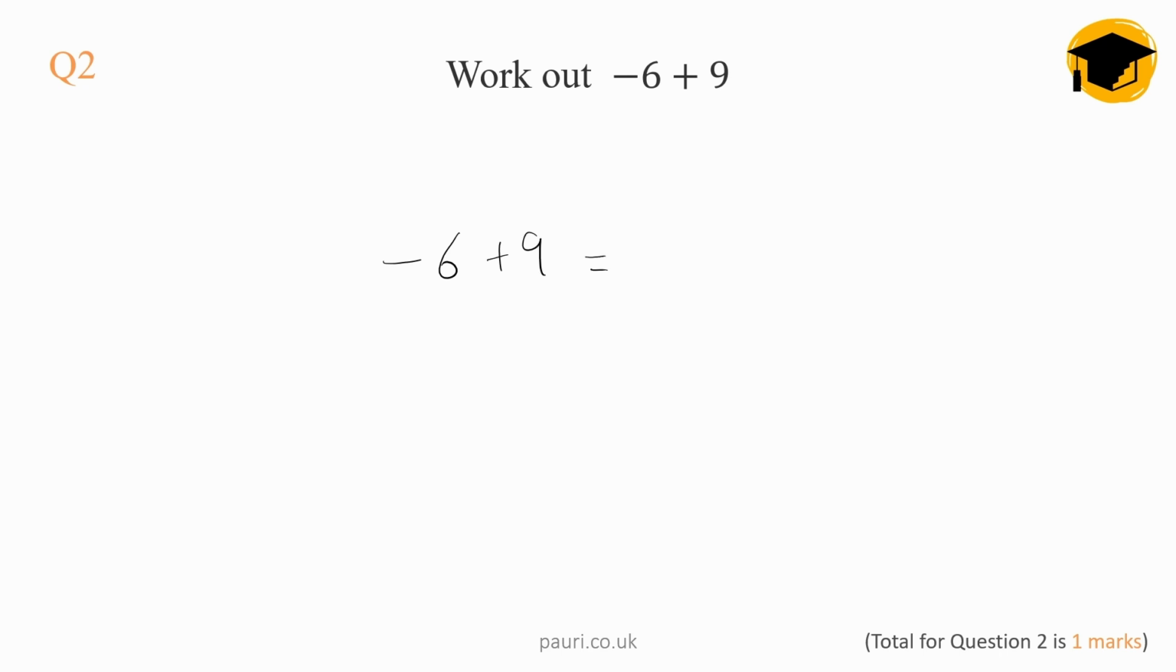-6 plus 9. Think about your number line. We're starting at -6. We're going plus 9, which is to the right hand side, plus. So the numbers will get smaller until you get to 0. Then they'll become positive. So -6 plus 9 is 3.